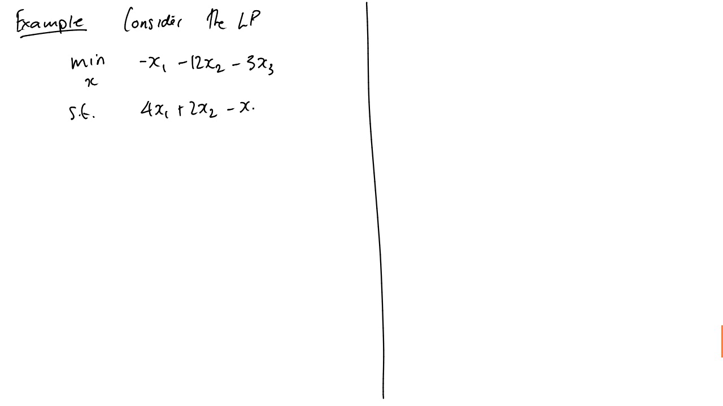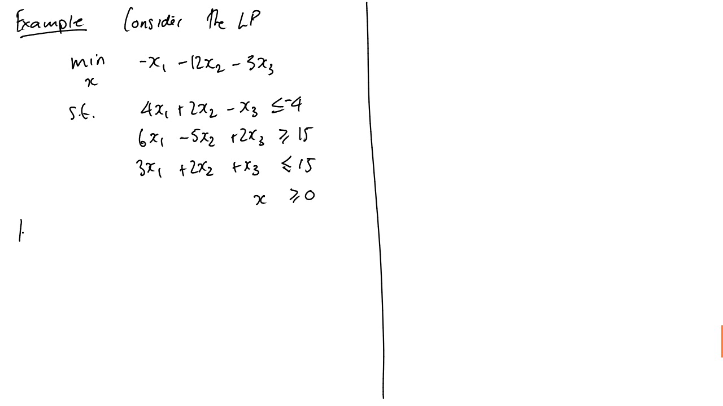Less than or equal to -4. 6x1 minus 5x2 plus 2x3 is greater than or equal to 15, and 3x1 plus 2x2 plus x3 is less than or equal to 15, and the x's are greater than or equal to 0. If we convert this to standard form, which I'll let you do, you can either pause now and do it as an exercise, or you can just trust me.